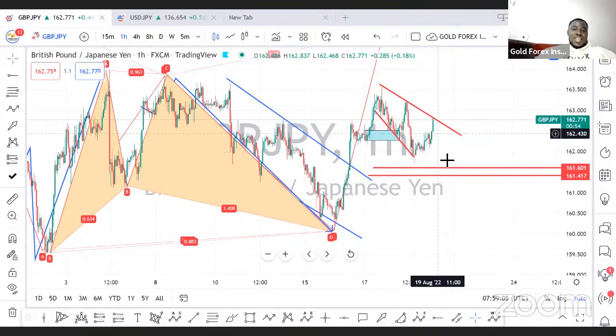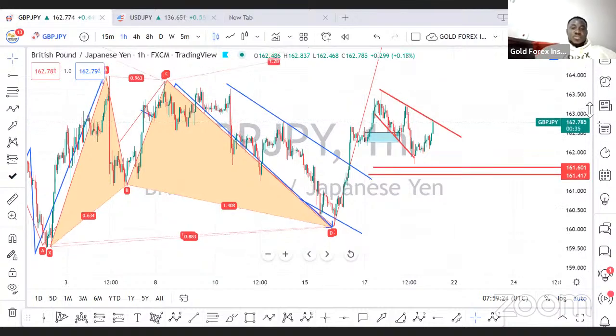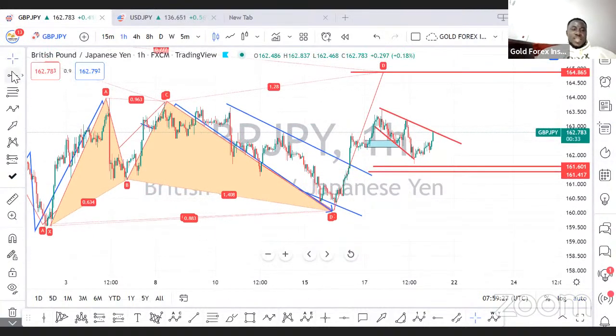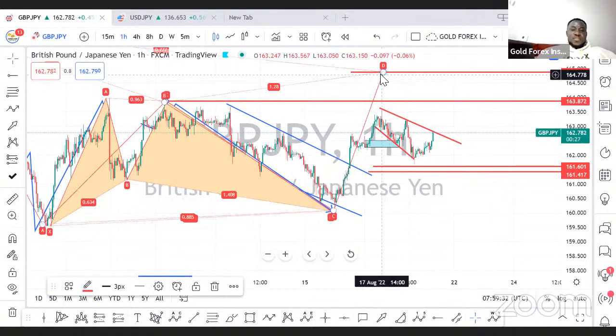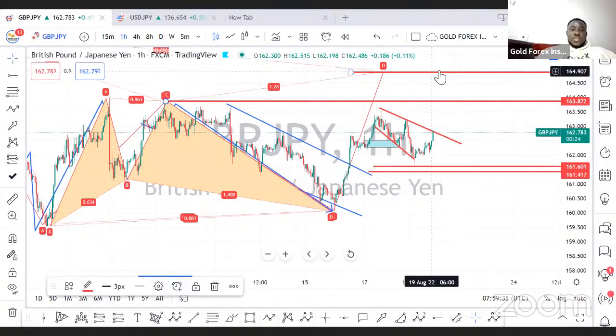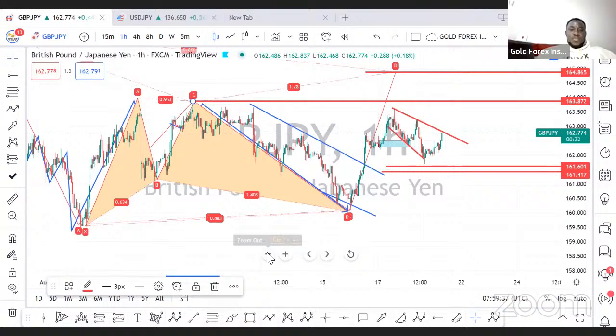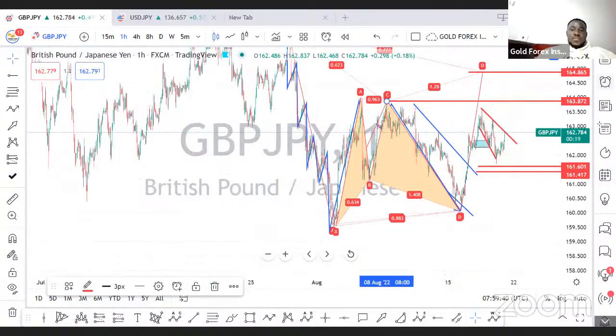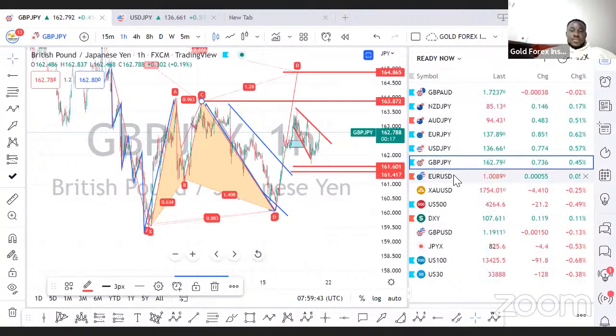Anyway, after this break, you should look for more buying opportunities. Once it breaks, look for more buying and put your stop loss below here. Once it breaks, you buy, and your first take profit should be exactly at the B level, and your second take profit should be at the D level. So this is the next trade for pound JPY.